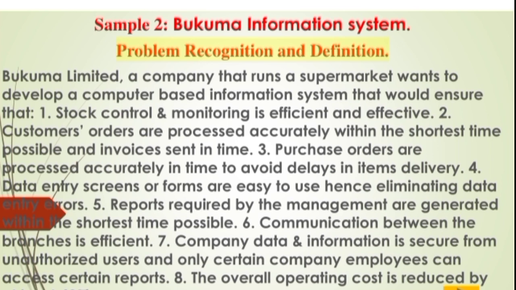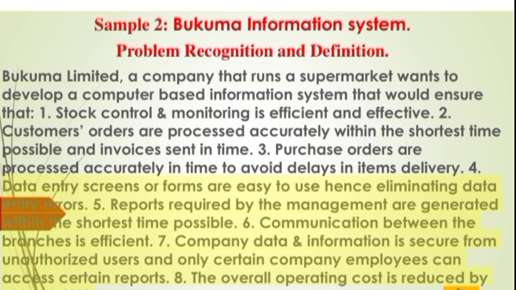Sample 2. Bukuma Information System. Problem recognition and definition. Bukuma Limited, a company that runs a supermarket, wants to develop a computer-based information system that would ensure that: 1. Stock control and monitoring is efficient and effective. 2. Customers' orders are processed accurately within the shortest time possible and invoices sent in time. 3. Purchase orders are processed accurately in time to avoid delays in items delivery. 4. Data entry screens or forms are easy to use, hence eliminating data entry errors.